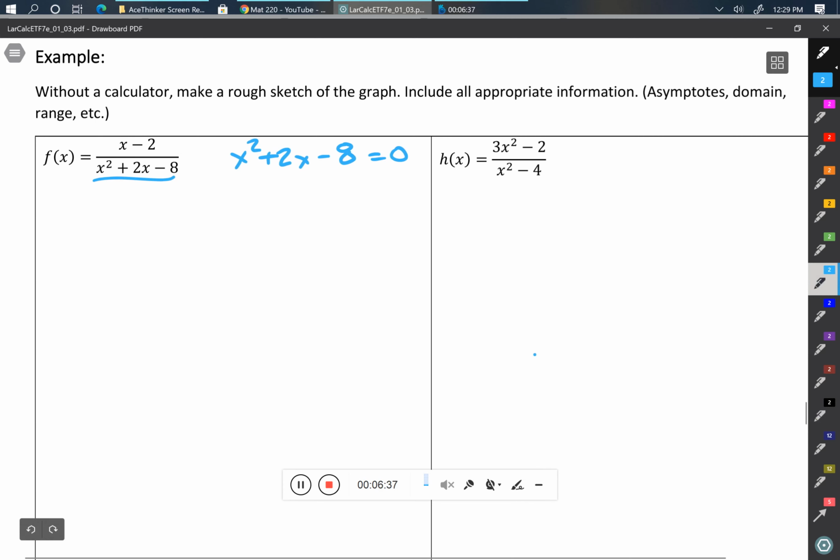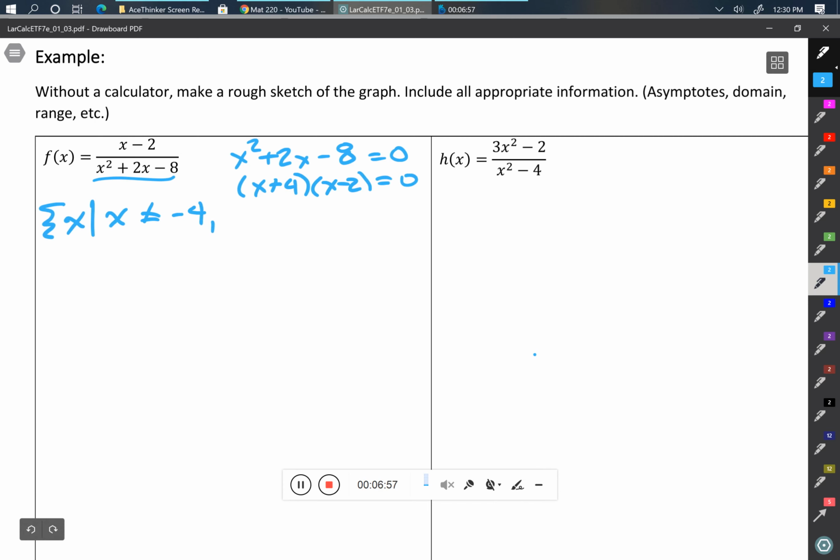Does that factor? It looks like it does. I think that's x plus 4 times x minus 2. Let's see, first, outer, inner, last. Yep, gives me my positive 2 at the middle and my negative 8 on the end. And that tells me that I'm going to have issues in my domain at negative 4 and at positive 2.